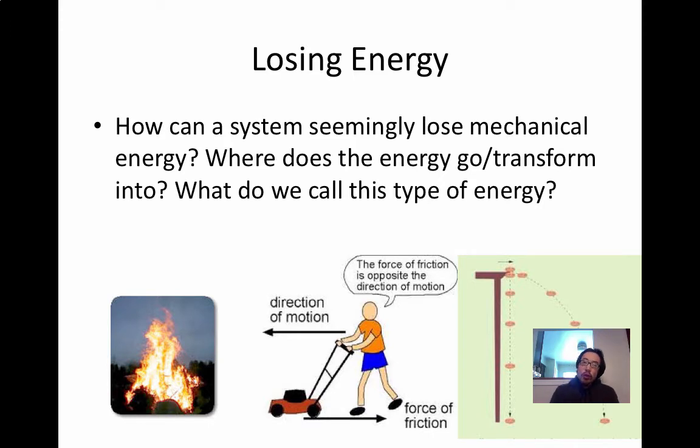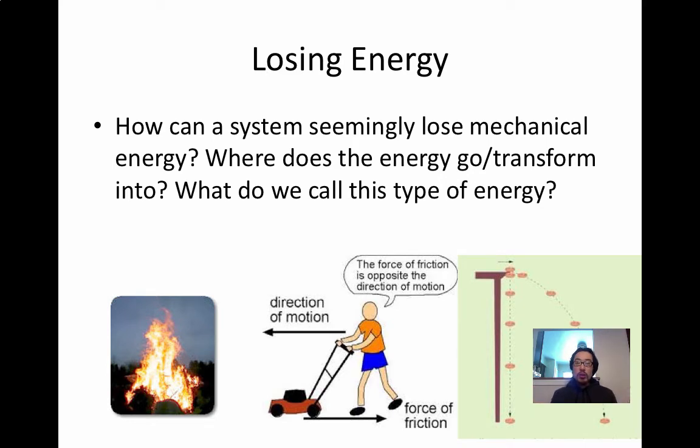Losing energy. How can a system seemingly lose mechanical energy? Where does this energy go? Transform into? What do we call this type of energy? Now, so far in class we discussed two types of energy, mechanical energy and thermal energy. So you either have one or you have the other. And you get thermal energy through mechanical energy. And that's why when you drop a basketball in the middle of a basketball court, it doesn't always bounce back up to its initial height.